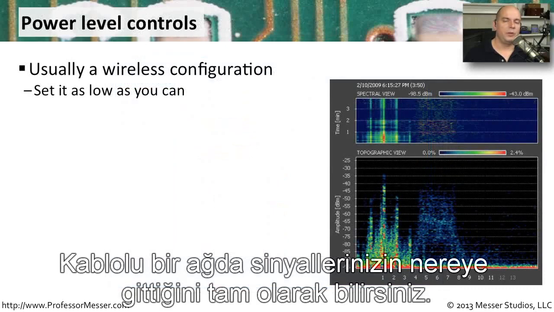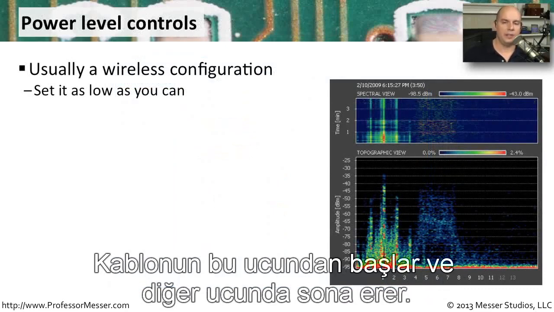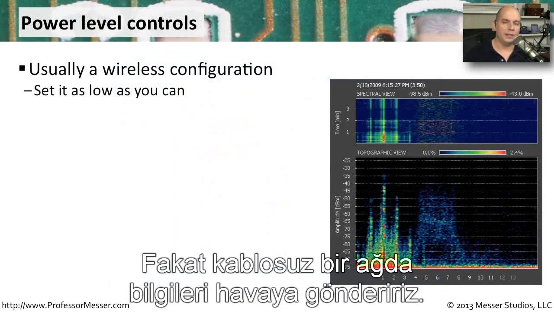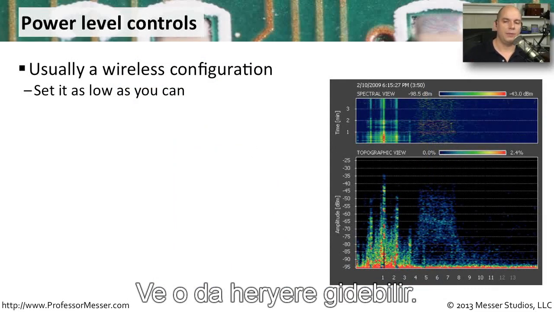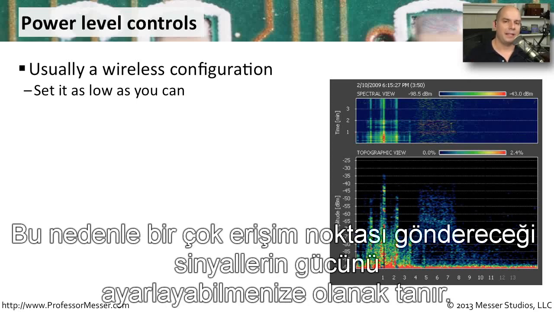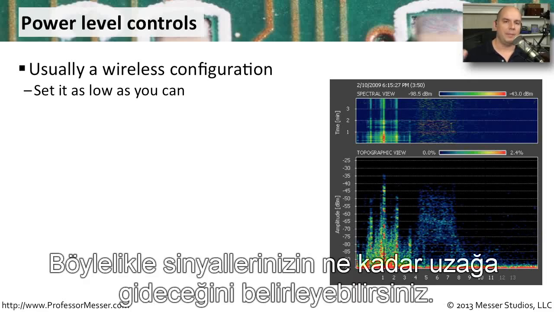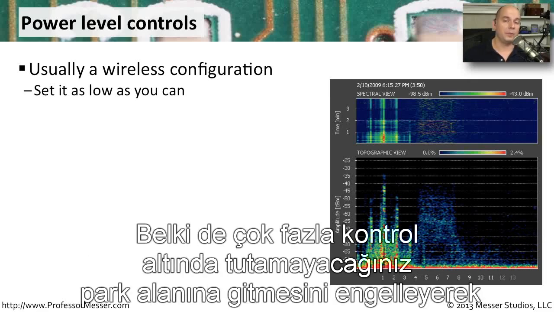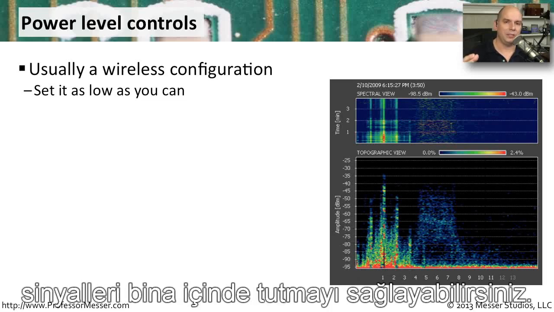On a wired network, you know exactly where your signal is going. It starts at this end of the cable and it goes to the other end of the cable. But on a wireless network, we're sending information out into the air and it can travel anywhere. That's why many access points allow you to adjust the amount of power that's being used to transmit that signal. That way you can maybe limit just how far that signal is able to go. Maybe restrict it from going into the parking lot where you don't have a lot of control and instead limit it to the size of the building that you happen to be in.